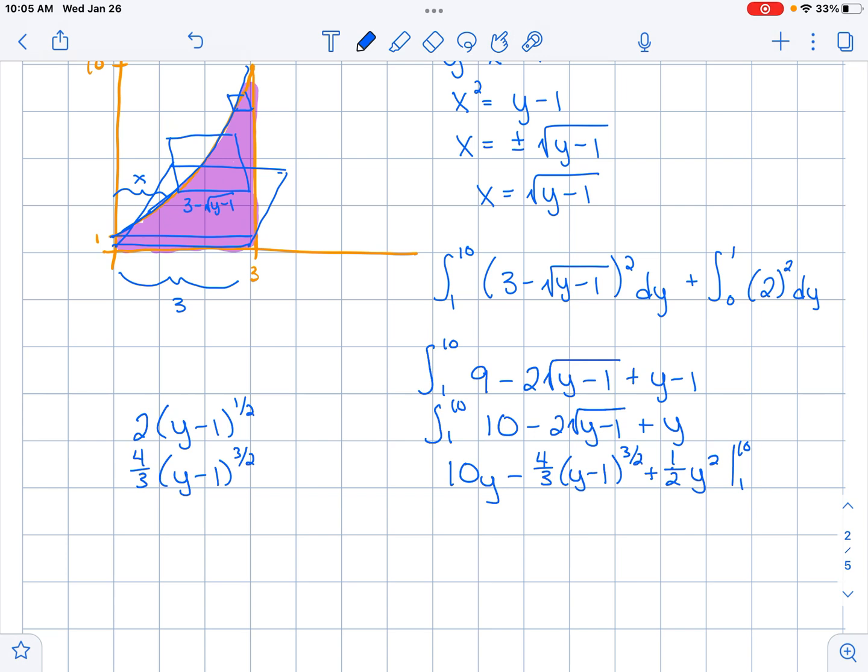Okay, this final one, this last one on the end, so that little rectangle at the very bottom, 2 squared is 4. The antiderivative of 4 is 4y. Yes, there are many different ways of doing that, but this is how I'm going to do this one. Okay, I'm going to let you finish that one. You can plug in 10 and plug in 1 and subtract. And then for the 4y, you can plug in 1 and plug in 0 and subtract. It's the setup that's the interesting part. Okay, let's move on to the last example.